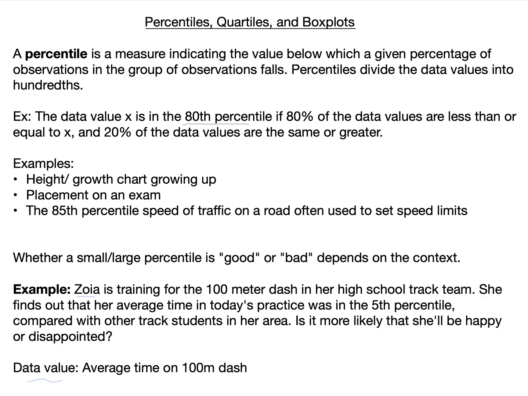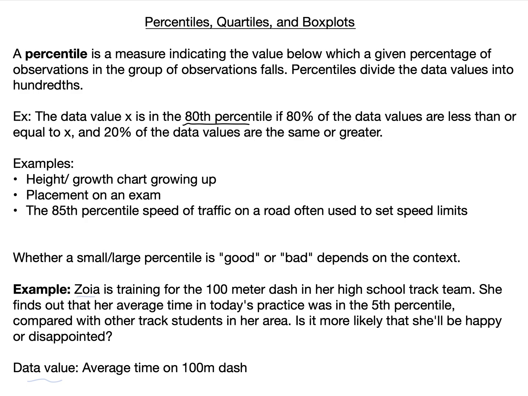For example, a data value x is in the 80th percentile if 80% of the data values are less than or equal to x, and 20% of the data values are the same or greater. So 80th percentile means 80% of the data values are below or equal to that value.